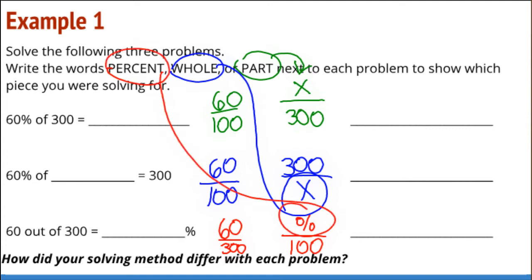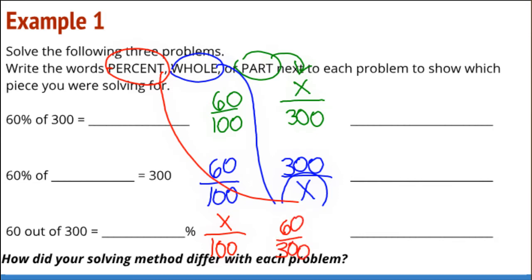And I'm going to rewrite that last one just a little bit. We are looking for the percent. I'll use the X for it. 100, the percent, the part of 100, being equal to 60 out of 300.